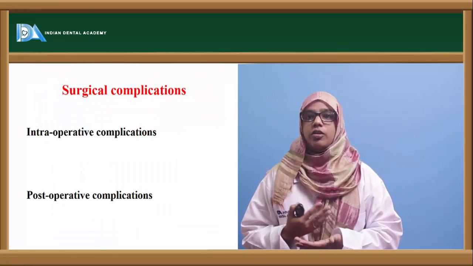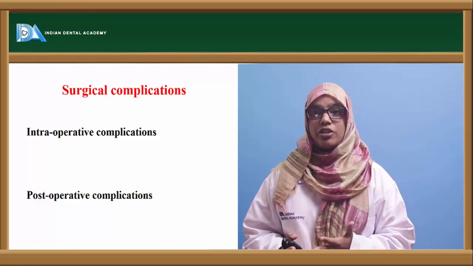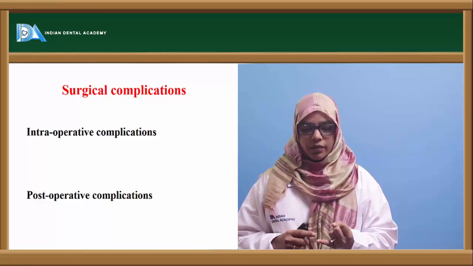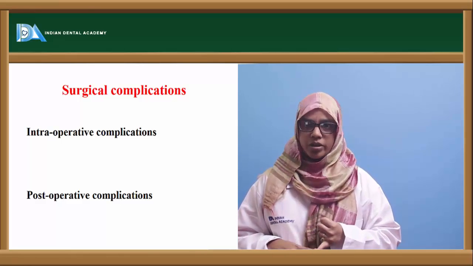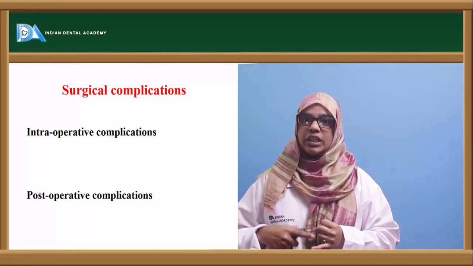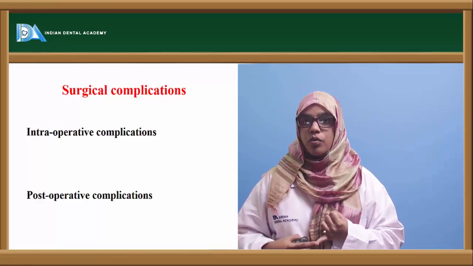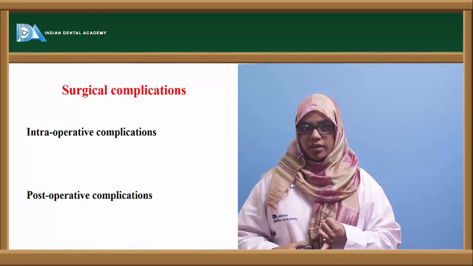Now what are the surgical complications that can occur? Intraoperative complications occur when you are drilling and your speed is too high. Because of the speed, the heat is too much and you're not doing proper irrigation. Because of this heat, the bone cells can die and implant failure can occur.